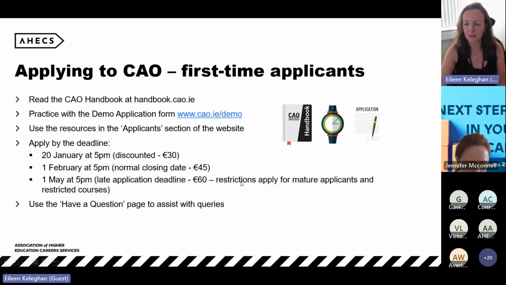For example, mature applicants will have to contact the HEIs if they're thinking of making a late application, because the majority of HEIs will do their assessment in March and April, so the 1st of May may be a little bit too late. Also, for any applicants who are interested in restricted courses, these have to be on your application by the 1st of March at 5 p.m. at the latest. There is a question page on our website that provides a number of useful FAQs, which can be very helpful to direct an applicant to if you're assisting them.